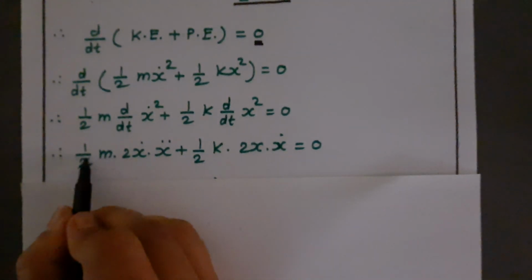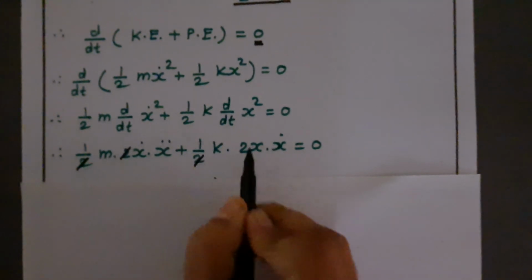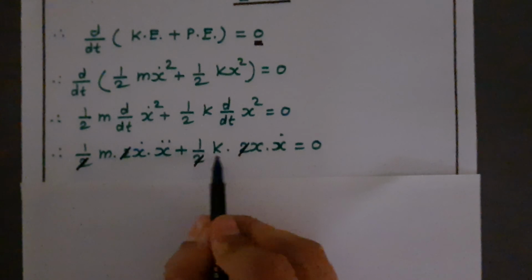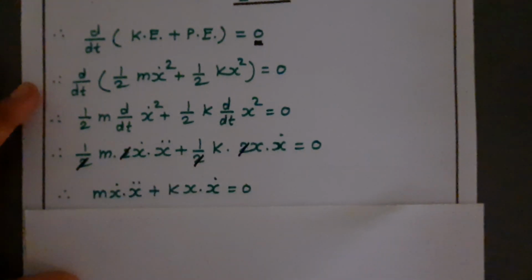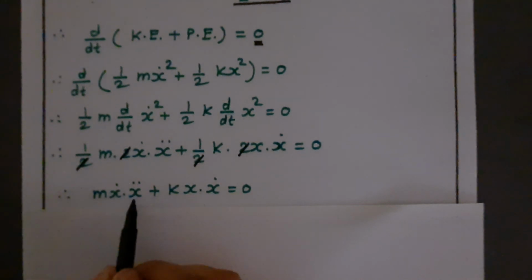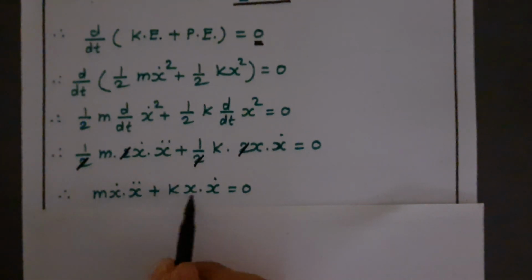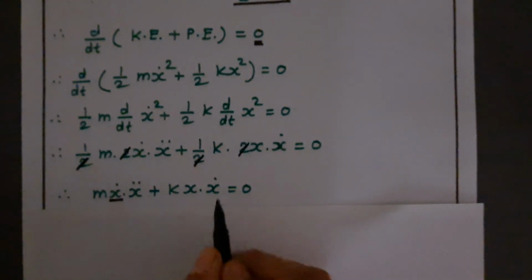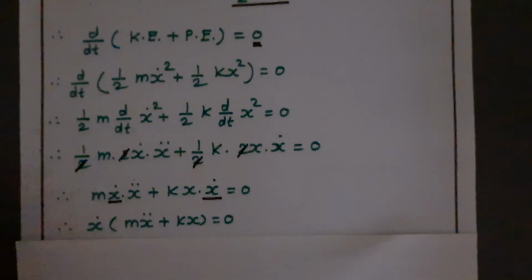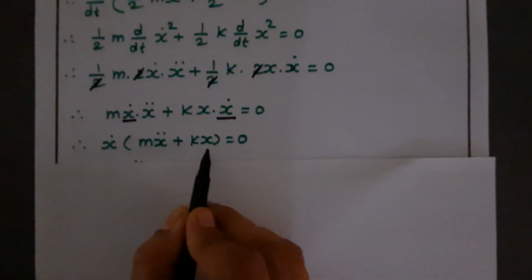Dear friends, here 2 and 2 get cancelled, here 2 and 2 get cancelled. So we have the remaining equation, m x dot x double dot plus k x into x dot is equal to 0. Now in this term we can take x dot common. So after taking x dot common, we have the equation x dot into (m x double dot plus k x) is equal to 0.